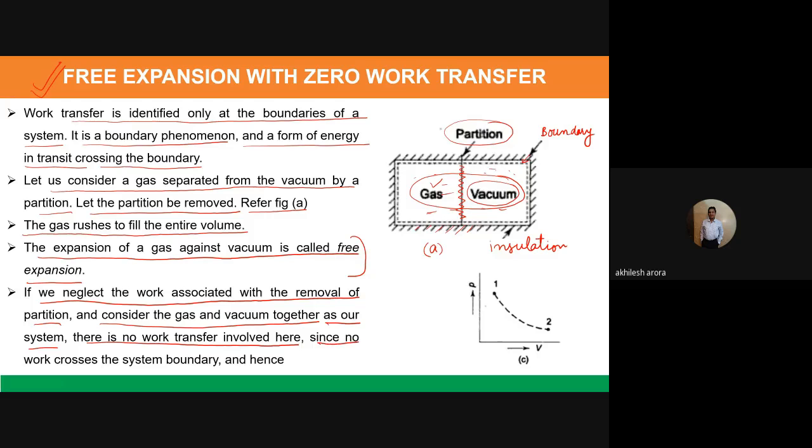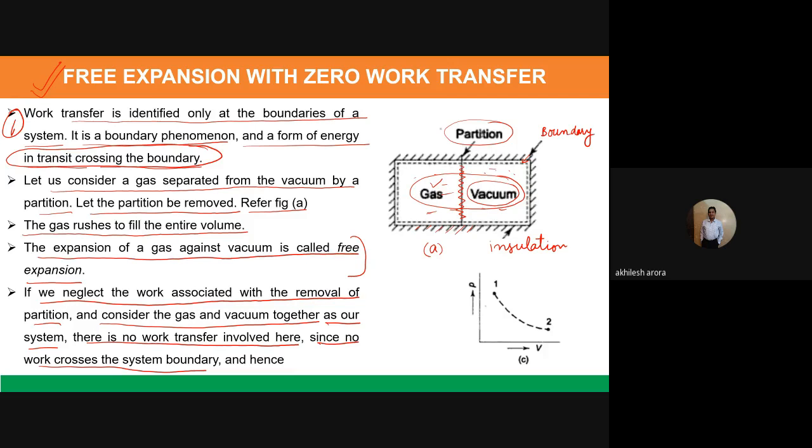Since no work crosses the system boundary, in the first line you can see we have already written that it is a boundary phenomenon and it can be observed only when it crosses the system boundary. So work transfer is only identified when it crosses the system boundary. In this particular case, there is no transfer of energy or work across the system boundary, so there is no work transfer actually. Okay, that is the thing.